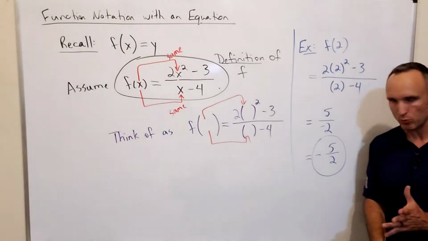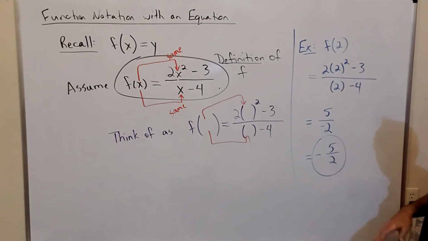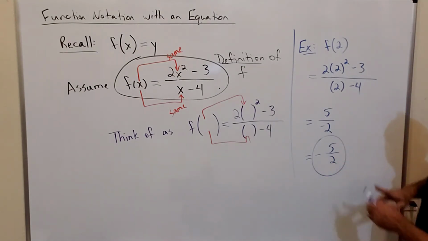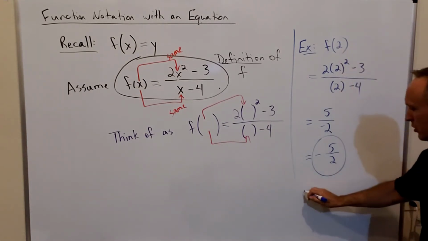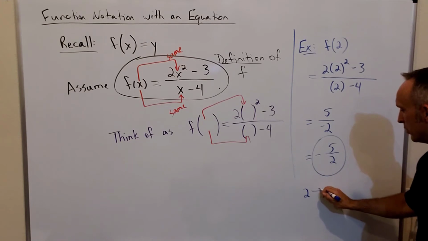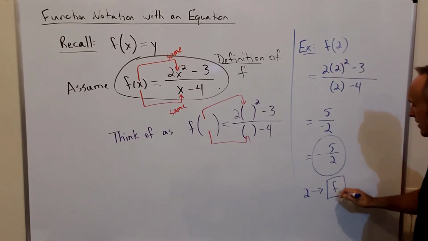You could write negative 2.5. Often fractions are preferred, improper fractions, not mixed numbers. Now, what does this mean? This means that if we take the input of 2 and we input it, right, 2 is the input, to the f function or the f machine.